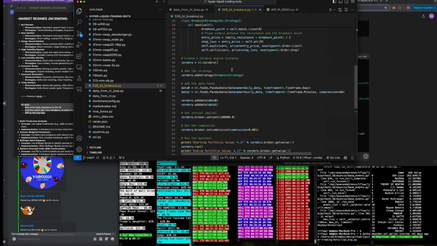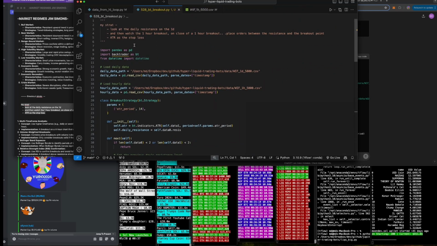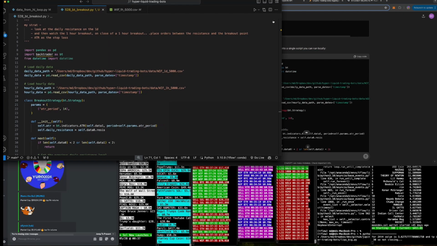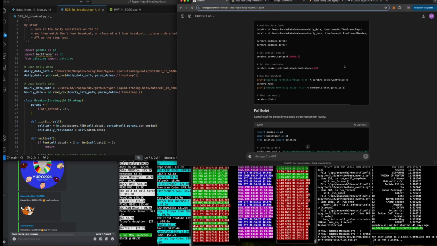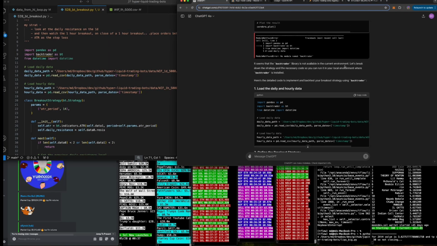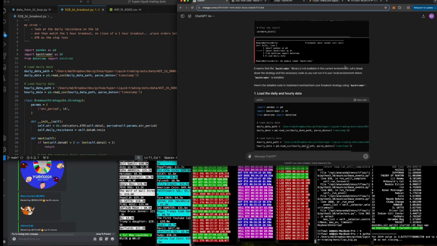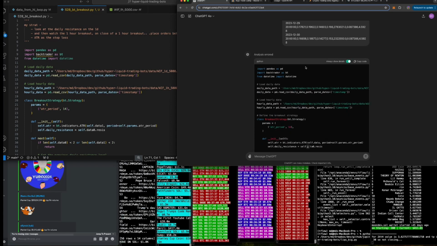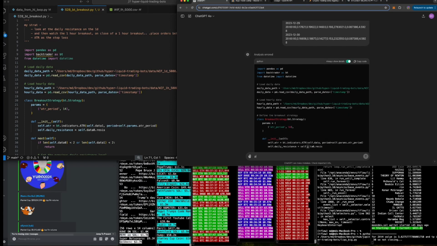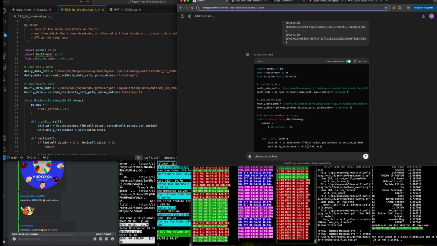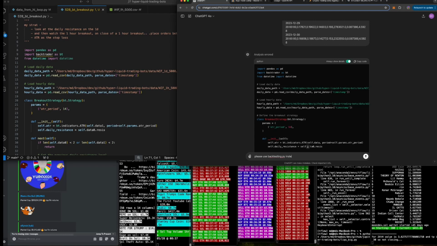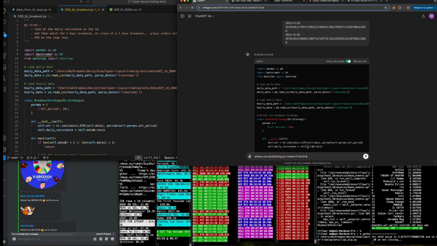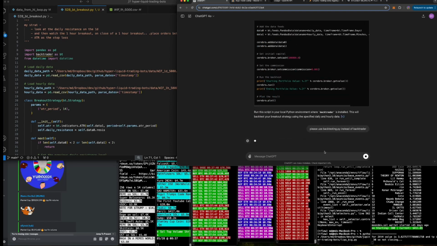All right, this isn't gonna work right off the bat, but that's okay. Backtrader. I don't want to use Backtrader. Please use backtesting instead of Backtrader. I'm a genius, but GPT-4 ain't a genius, so it is what it is.